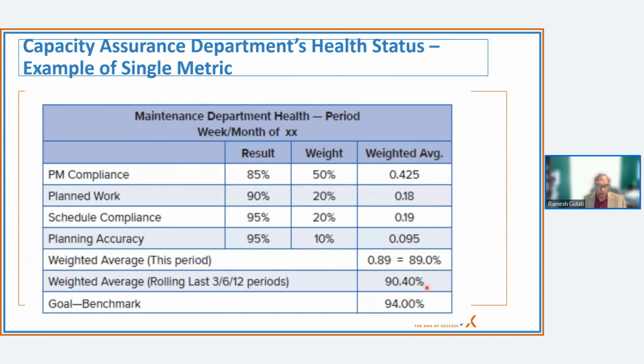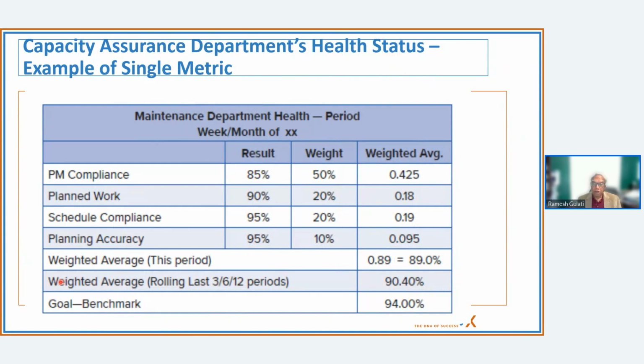So now they got one metric, which for this period was 89. The last six month average was 90.4, but their benchmark, what they were trying to achieve, was 94%. This is another way of looking at it: you can combine some of the metrics with a proper weighting factor and come up with one metric. I wanted to share this example because I ran into one place where the manager or director wanted one metric.